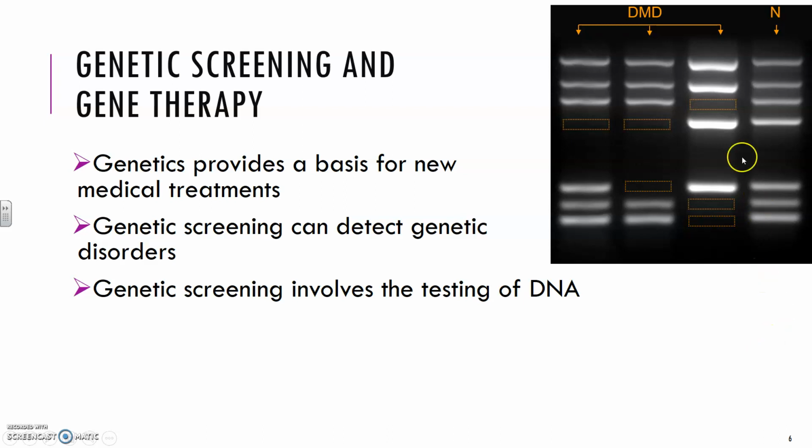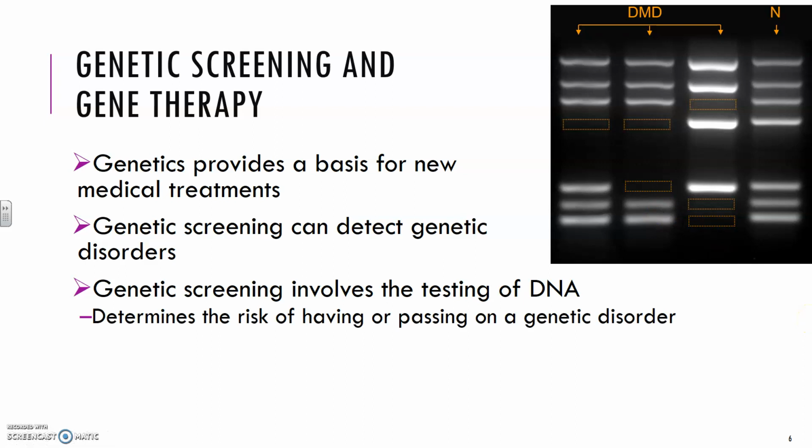Okay, so you can see the N here represents the normal genes, and you can see with the patients they're either missing certain segments of DNA, or multiple segments of DNA, or just a couple here. So that determines the risk of either the person having a specific disease or the risk of passing on a genetic disorder.